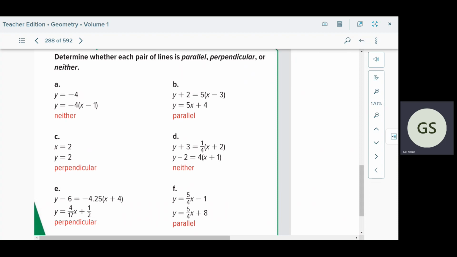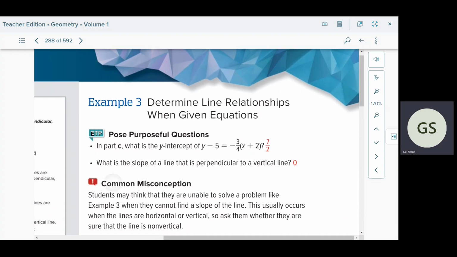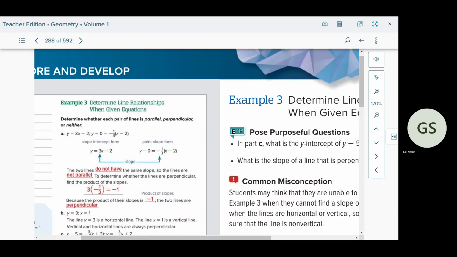Again, if you need to rewind and look at that. In y equals 5x plus 4, 5 is the slope. So all you've got to do is just know where the slope is in those equations. 5 and 5, therefore it's parallel. So if you need to rewind and look at that. What was the 7/2? C.